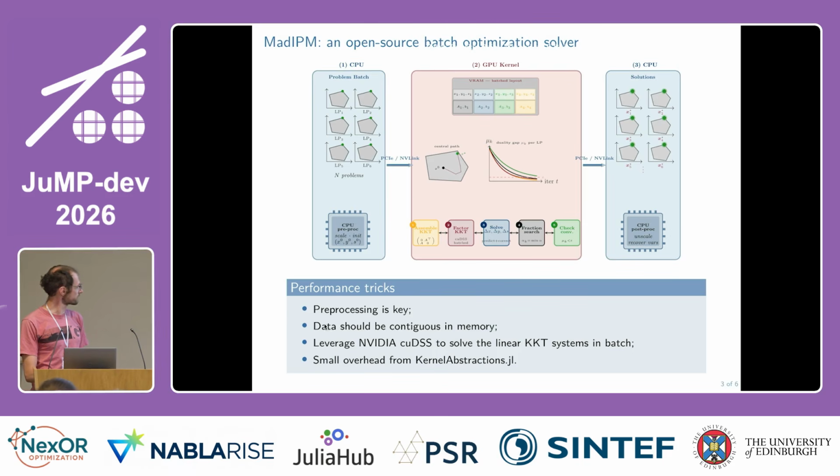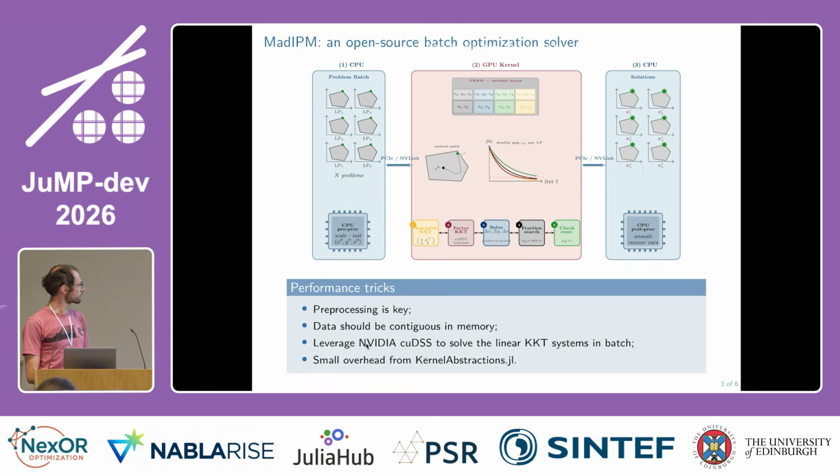So the key for the performance then is that data should be contiguous in memory. Across the different batches, the data from one problem should lie right next to the data from the next problem. That way you avoid messing up with the cache of your GPU. And actually, it's very important to get efficient performance.